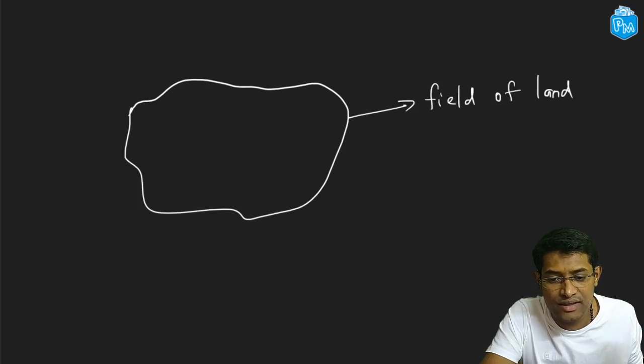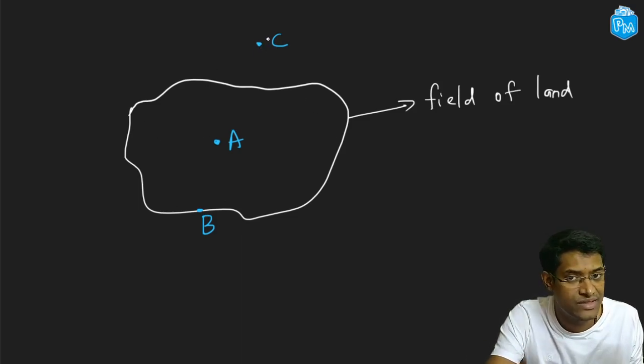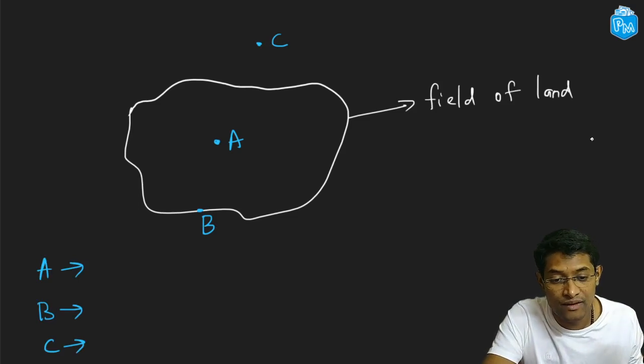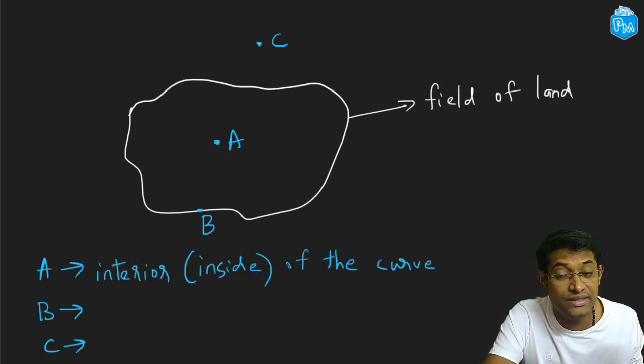Say you are an agriculturalist and you have this field of land. Okay, now let's take 3 points. I take 1 point over here, one over here, and one over here. So I can see point A is over here, it's inside the land. Point B is on the boundary, and point C is outside the land, right? Let's try to analyze these 3 points. I write the 3 points over here. Where is A? A is on the interior or the inside of the curve, right? This is a curve, right?